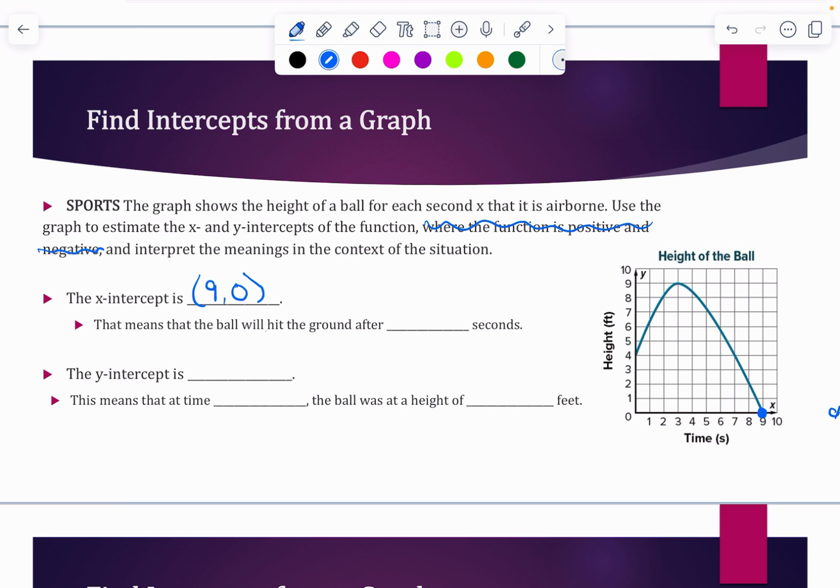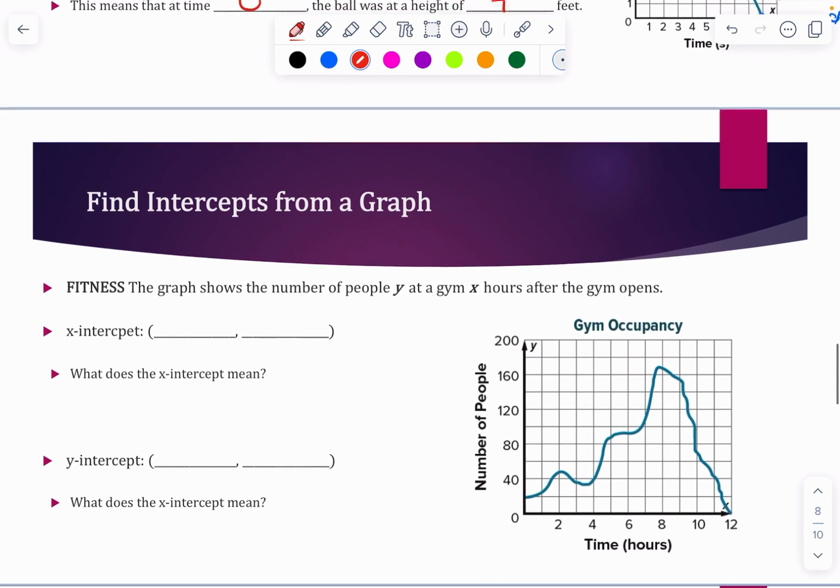That means that the ball will hit the ground. That means that y is equal to 0. It's hitting the ground, no height, after 9 seconds. Okay, let's try the second one. The y-intercept is 0, 4. That means that at time 0, the minute we throw the ball, it was at a height of 4 feet. Okay, all right, let's try another one.